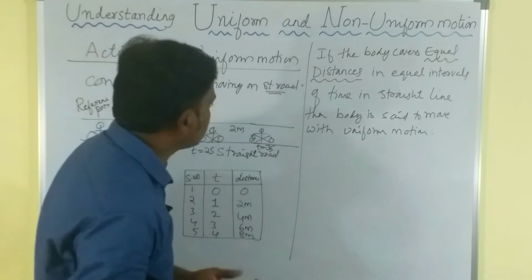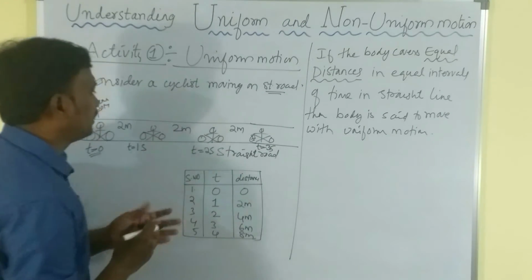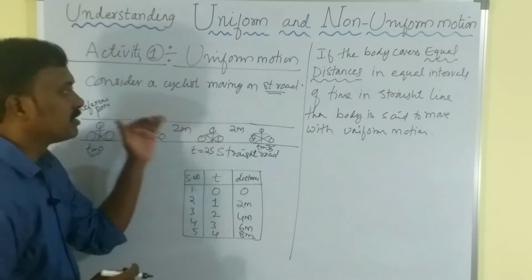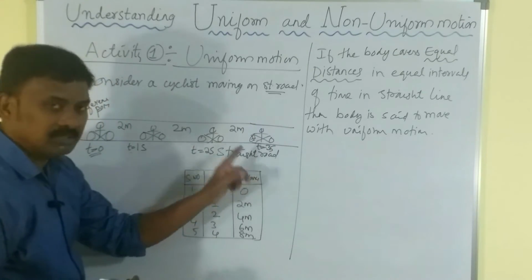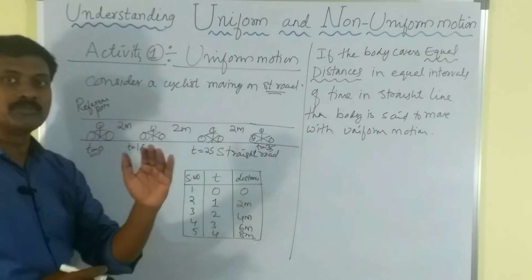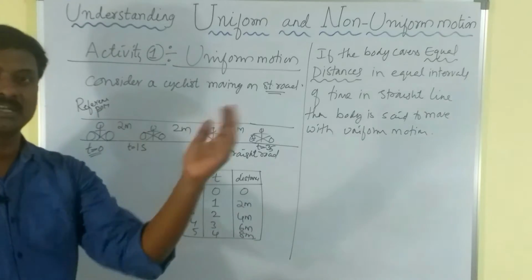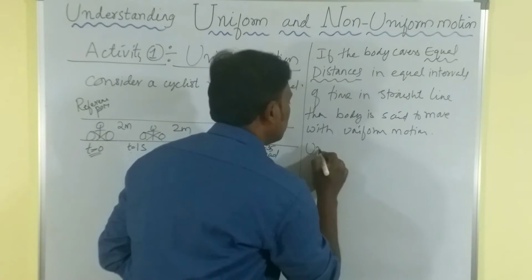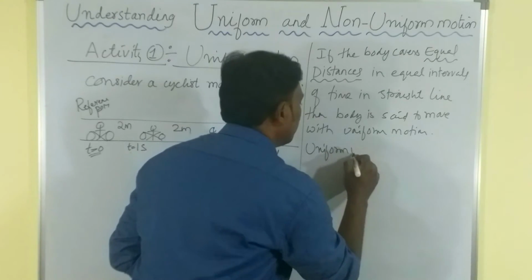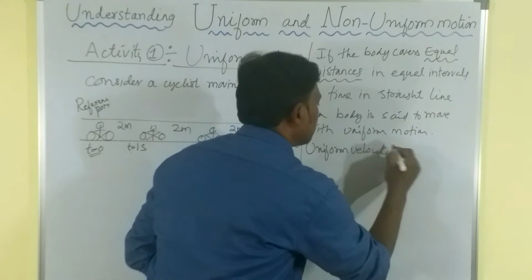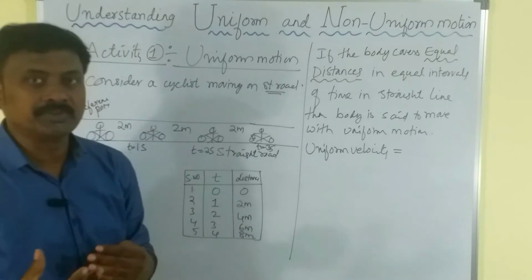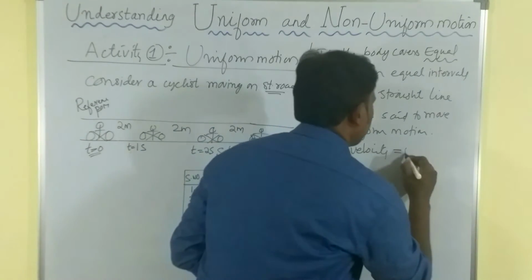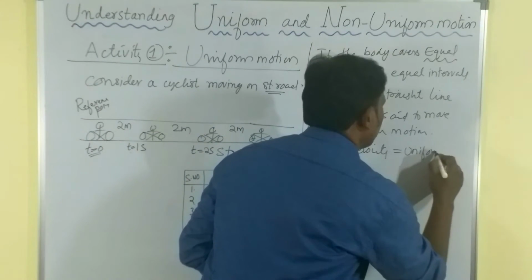Here you have to understand that as the body is covering equal distances in equal intervals of time in a straight line, we said that the body is moving with uniform velocity. This we studied in the last class. So you have to remember, if the body is moving with uniform velocity, then the body is said to move with uniform motion.